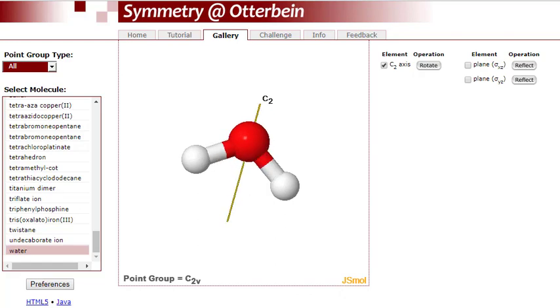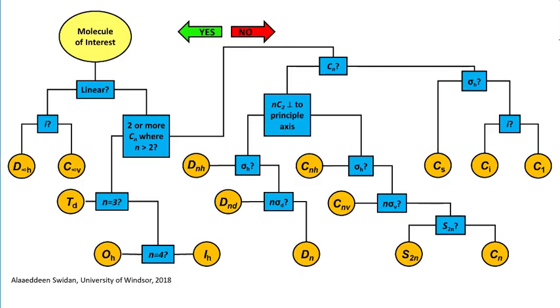Okay, so we'll go to the next step right here. In this case here, it's a no for sigma H. What about sigma V? It says N sigma V. So do we have two sigma V's that are along the principal axes?